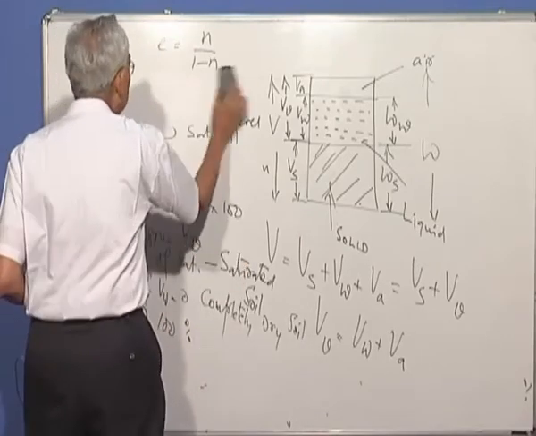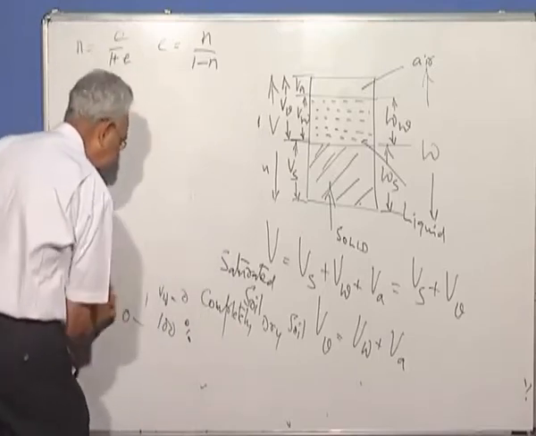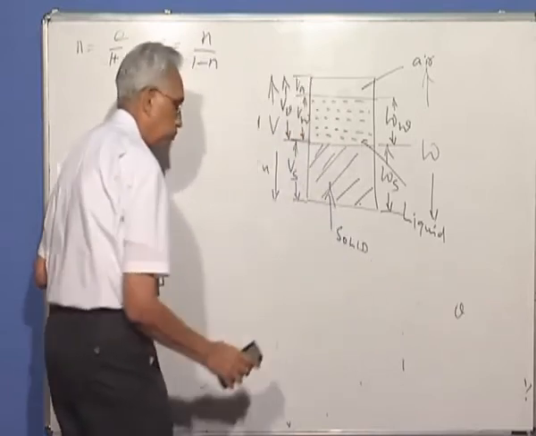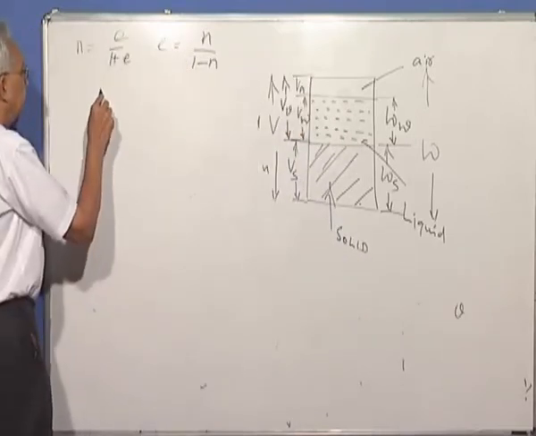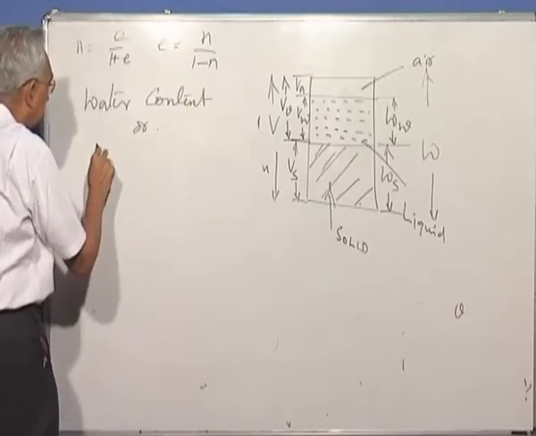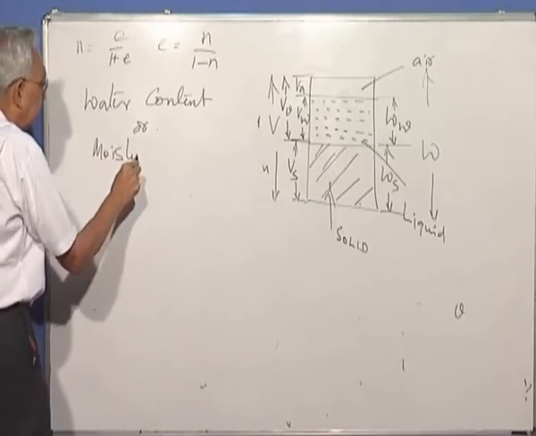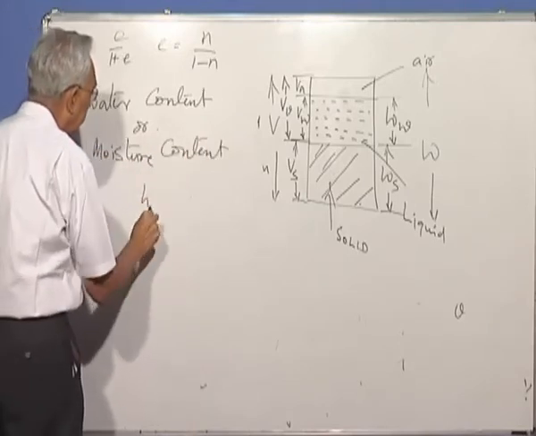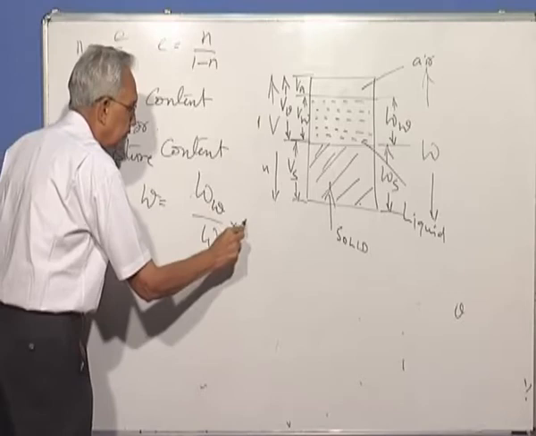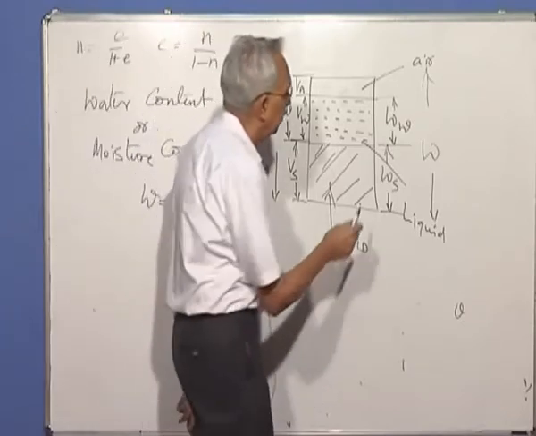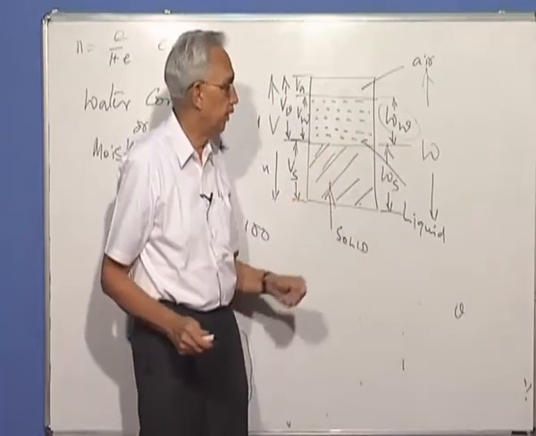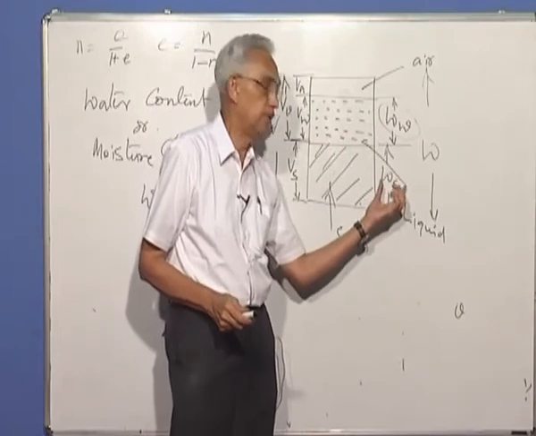Let's now pass on to the relationships between weights. We talked about the relationships between volumes. Now we say the weight relationships. So we have what's called water content, or sometimes, interchangeably, moisture content, and we use the symbol w, equal to weight of water divided by weight of solids. Again, we express it as a percent. So what I'm trying to find is the ratio between the weight of water within the unit volume we are looking at, and the weight of solids.